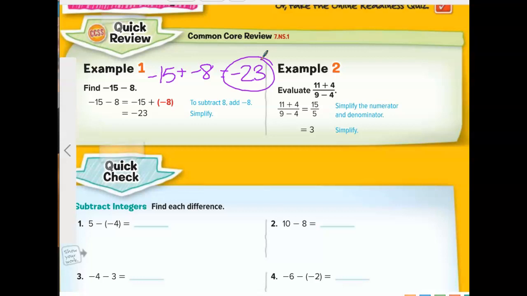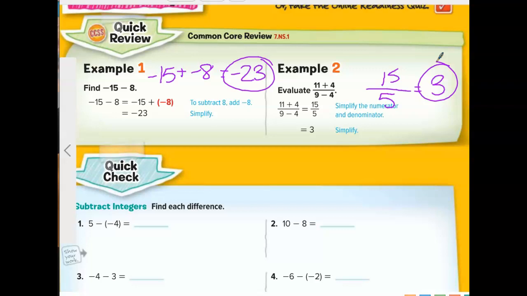Questions on that one? Okay, on 2, what would I do first to solve 11 plus 4 divided by 9 minus 4? Got to figure out what your top number is, right? So 11 plus 4 is? 15. And then I got to figure out what my bottom number is. So 9 minus 4 is? 5. 15 divided by 5 is? 3. Questions on either of those?